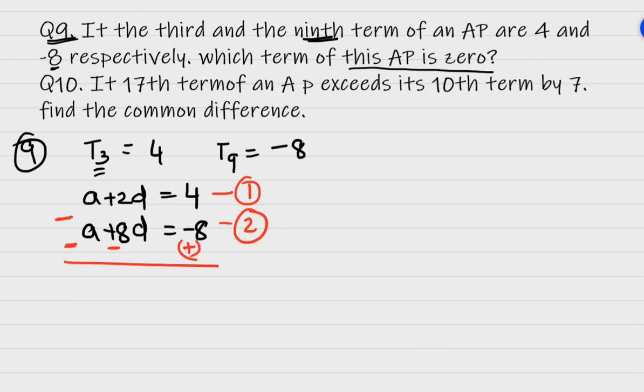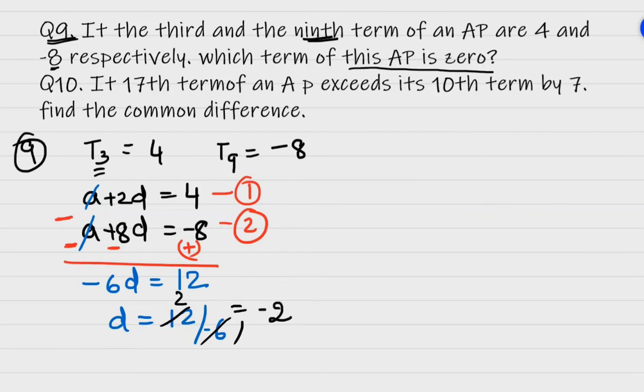Now see what you are going to get. A and A get cancelled. 2D minus 8D will give you minus 6D equal to, see, this has become plus 8, 8 plus 4 is equal to 12. Now your D stands as 12 by minus 6. So how much will be your answer? 6 ones are 6, 6 twos are 12, and 2 by minus 1. So your answer is minus 2. So from here your D is equal to minus 2.